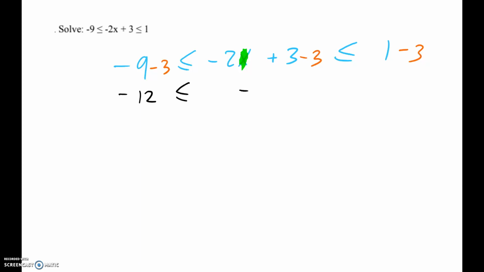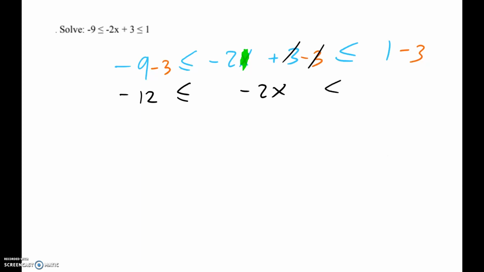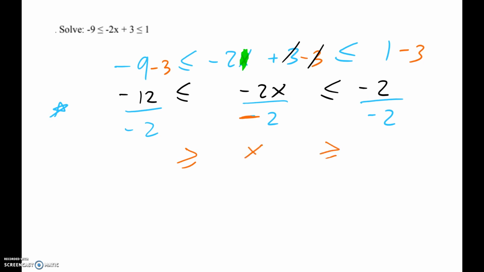-12 less than or equal to negative 2x. Remember, you just created a 0 here. Less than or equal to -2. Last step, we are looking for x. So you should divide everything by -2. Big warning. Let me put a star here. Big warning. When you divide everything by a negative number, you need to flip the sign of the inequality.